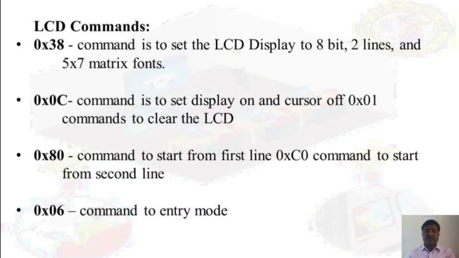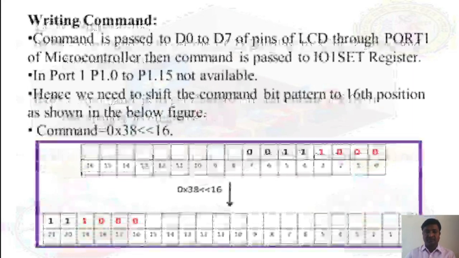Now different LCD commands. Out of these we are using these LCD commands. 0x38 sets the LCD display to 8-bit, 2 lines and 5x7 matrix fonts. 0x0C sets display on and cursor off. 0x01 clears the LCD. 0x80 starts from the first line. 0xC0 starts from the second line. 0x06 is the entry mode command.